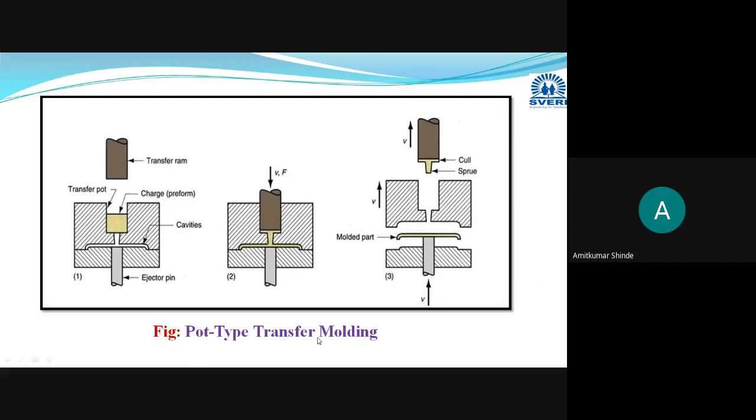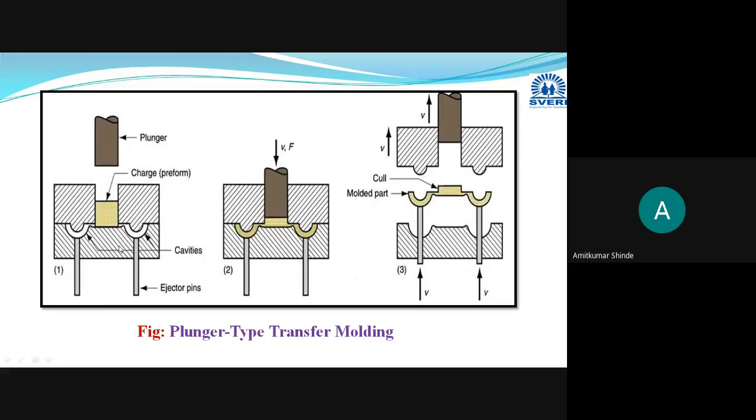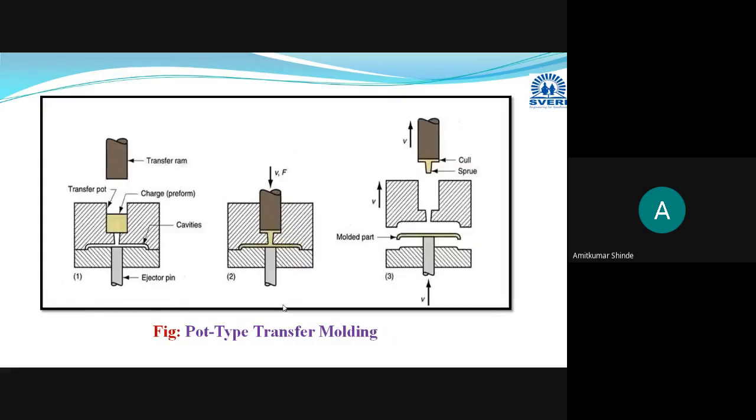I will show you these diagrams. This is the pot type transfer molding process. From this transfer port, the charge or preform is transferred into the mold cavity through a vertical channel like the sprue. And when the charge or preform is transferred from the transfer pot or shooting cylinder into the mold cavity through horizontal or lateral channels, these are the horizontal channels, here you can see, it may be gates or runners into the cavities, this will be the plunger type transfer molding process.